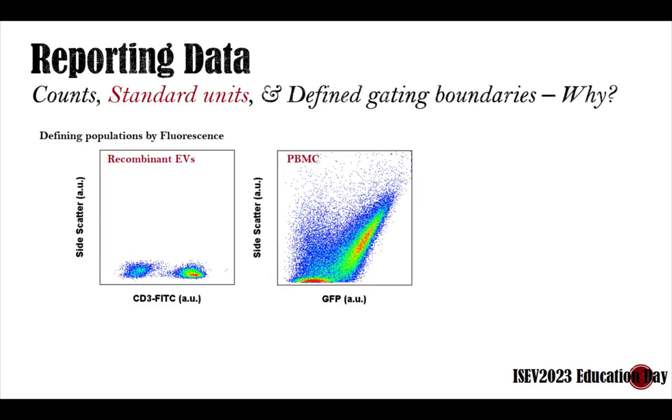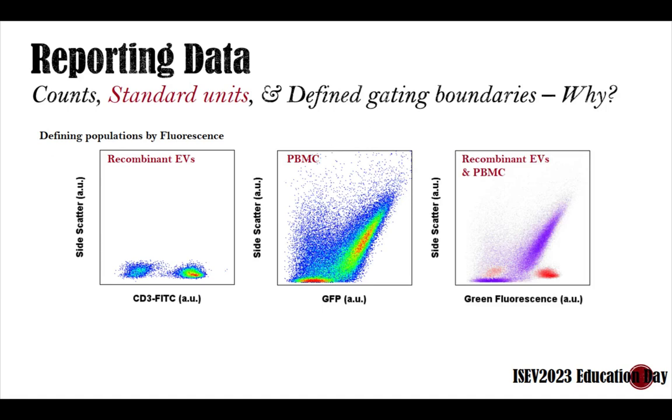Now, when you look at these, I'm sorry, the labels are switched. They're not recombinant EVs. So the first one was PBMC and the second was recombinant EVs. Now these EVs, Anne's EVs, as she mentioned earlier, they have GFP. So again, we're looking at arbitrary units. Nothing really there, not even a scale.